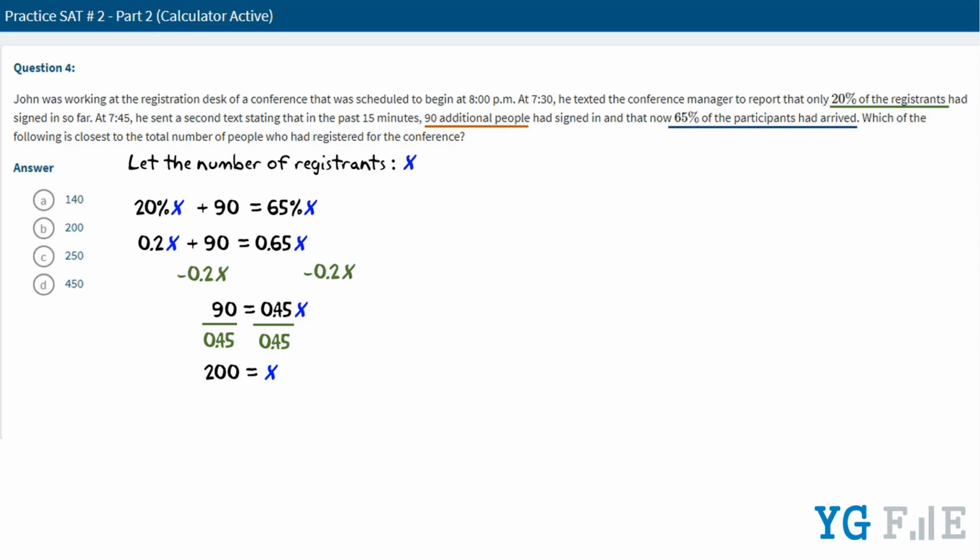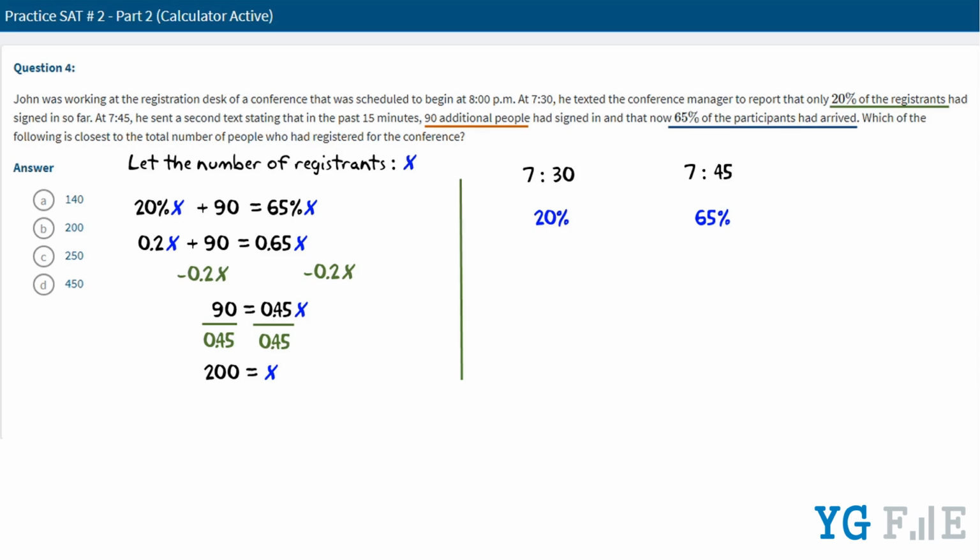And actually, to solve this problem, we can use another approach. We know that at 7:30, 20% of the registrants had signed in for the conference. And from the third sentence, we know that at 7:45, 65% of the participants had arrived. So at 7:30, we have 20%, and at 7:45, we have 65%.